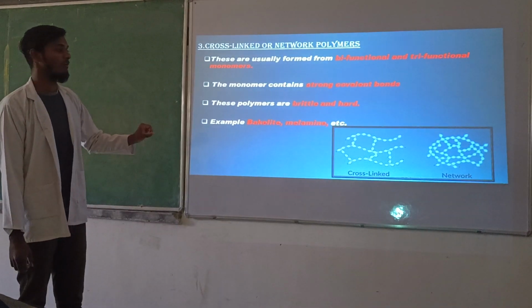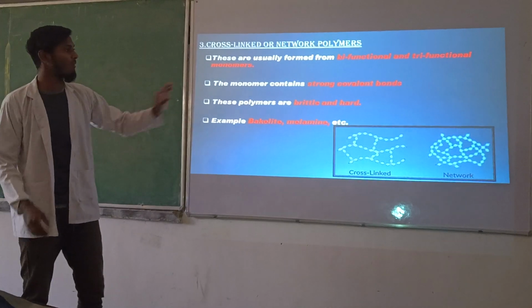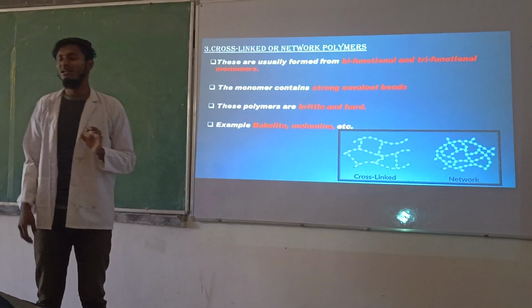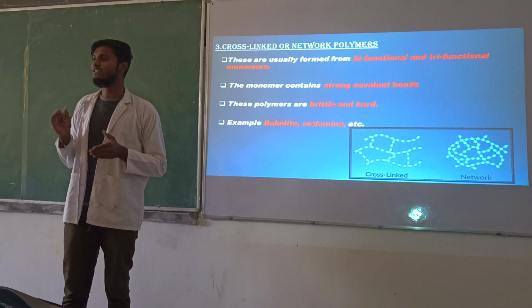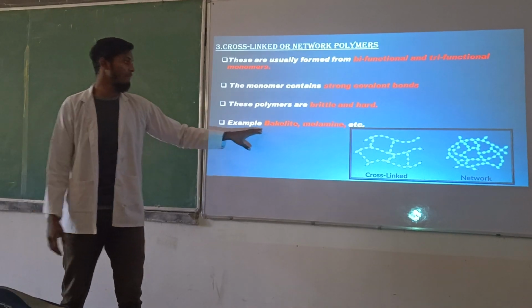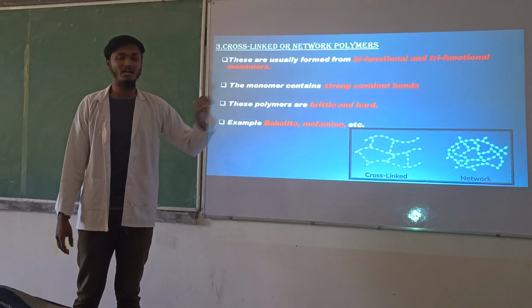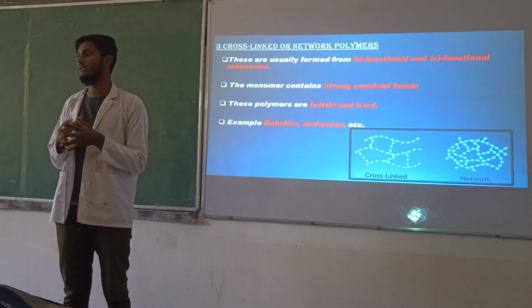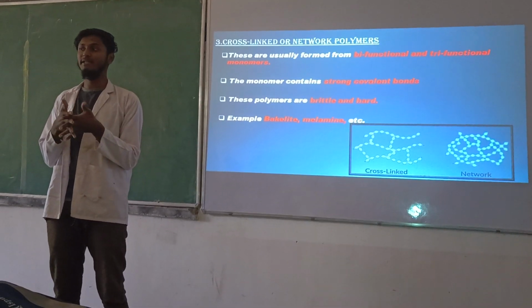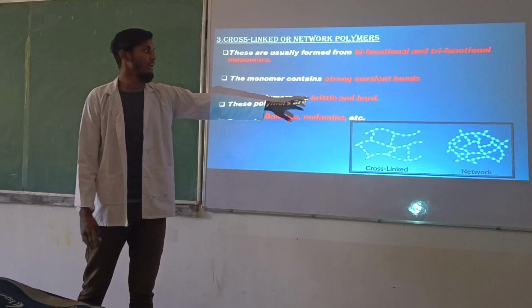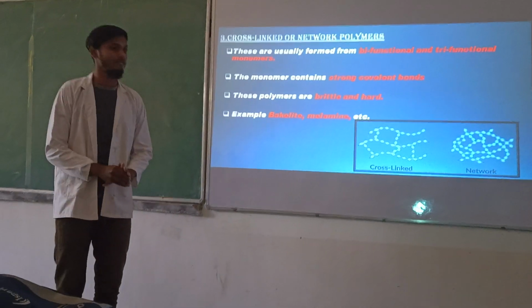Cross-linked polymer, or network polymer. They have bifunctional or trifunctional monomers, with functional groups attached. Some examples are Bakelite and melamine, and they have strong covalent bonds in them. That's why they have a high melting point and boiling point, and they are hard and brittle.